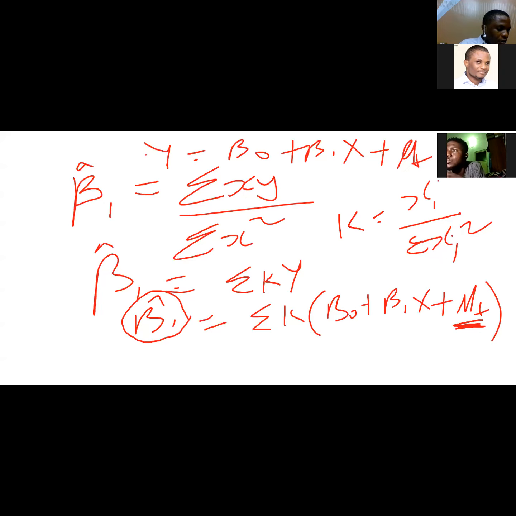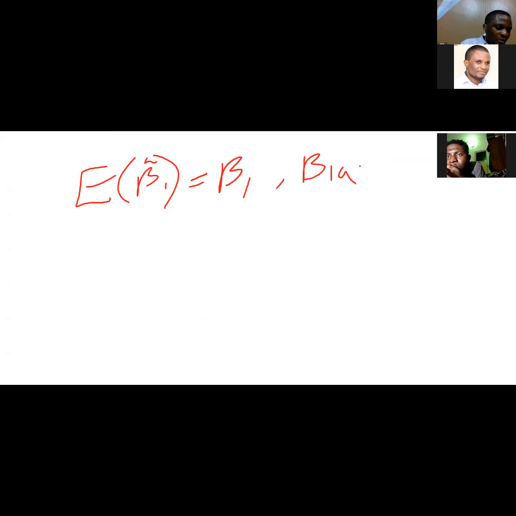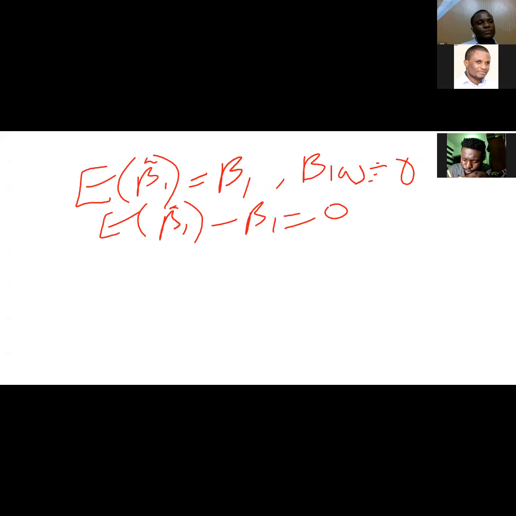Having said that, let's look at another assumption. Will my estimator still be unbiased? The answer is yes, my estimator will still be unbiased. Remember, we say our estimator is unbiased if the expectation of our estimator can be approximated to the population parameter. And that is why we say that the expectation of beta 1 hat is equal to beta 1. In that scenario, my bias is equal to 0. That is, expectation of beta 1 hat minus beta 1 is equal to 0.